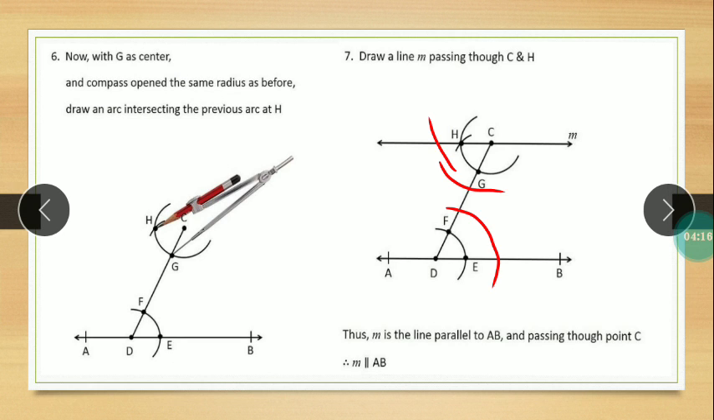And now taking G as the center, swing an arc which intersects the previous arc at point H. Now join C and H, or we can say draw a line M passing through C and H. So this line M is parallel to AB, because a pair of alternate interior angles are equal. These two are alternate interior angles. So angle D and angle C are alternate interior angles and these are equal. So line M is parallel to AB.